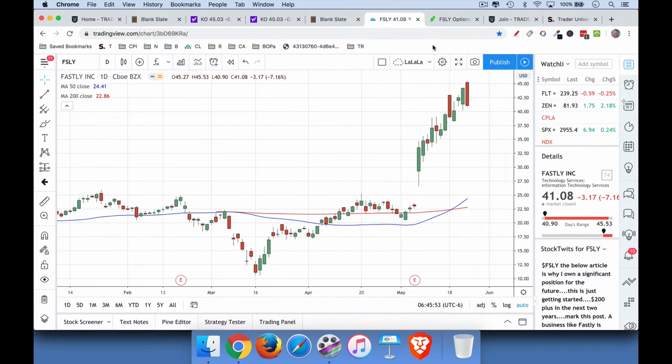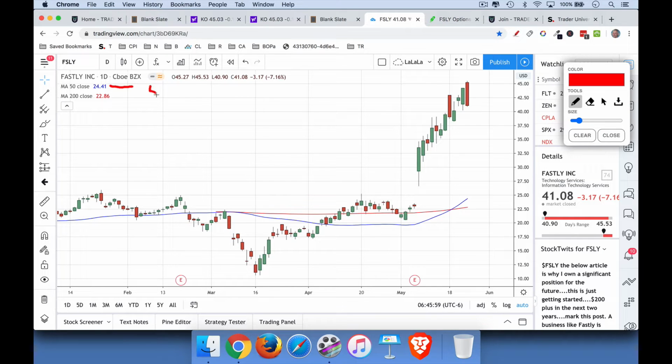Now, this chart I have is a daily chart. These are daily candlesticks. I'm looking at the 50-day moving average, which is the blue line. So that's the line right here. I have the 200-day moving average, which is the red line right here. I'm using TradingView for this. It's fairly easy to set up.